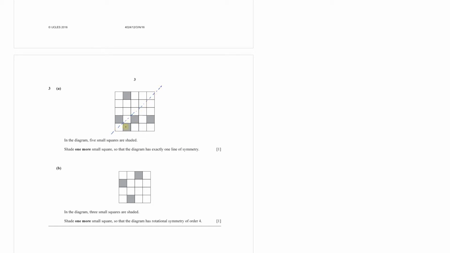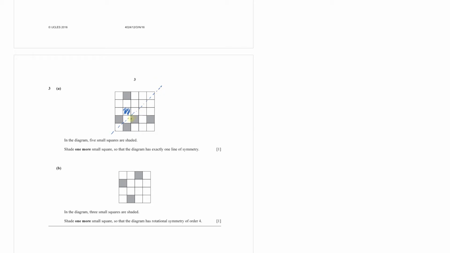now if you look at this line of symmetry and these two images above and below the line of symmetry. So this box is shaded, that means this box has to be shaded, which it already is. This box is shaded, that means you have to shade this box. And then if this box is shaded, we already have this box shaded. So we only have to shade this one box here to have this line of symmetry.